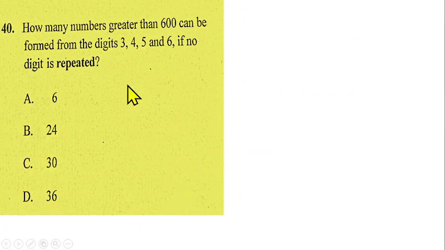Question number 40, how many numbers greater than 600 can be formed from the digits 3, 4, 5 and 6 if no digit is repeated? So we are having 3, 4, 5 and 6 as the numbers, so we have to form numbers greater than 600. So that means this 6 is stationary, then the remaining 3 numbers will be permutated around it, not like we did in another question that we solved.